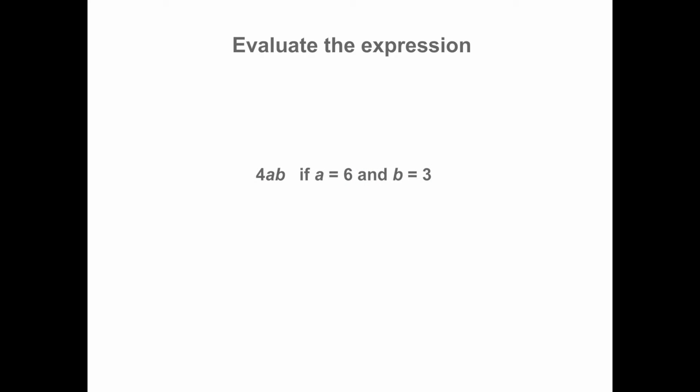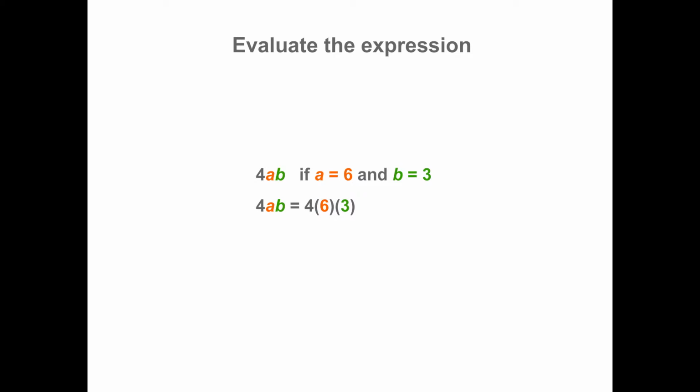In this example, substitute 6 for a and 3 for b. Notice these substituted values are placed inside parentheses since 4ab represents 4 times a times b. Without parentheses, 4, 6, 3 appears, incorrectly, as 463.